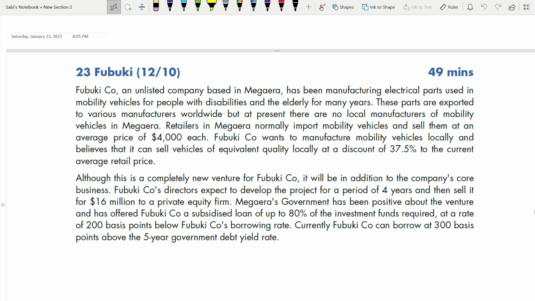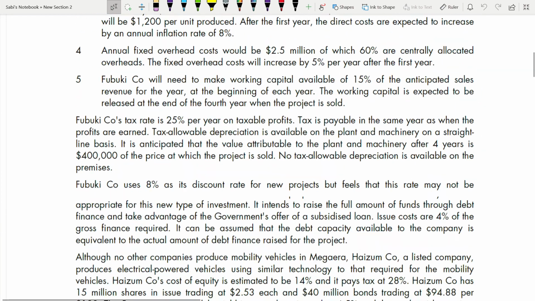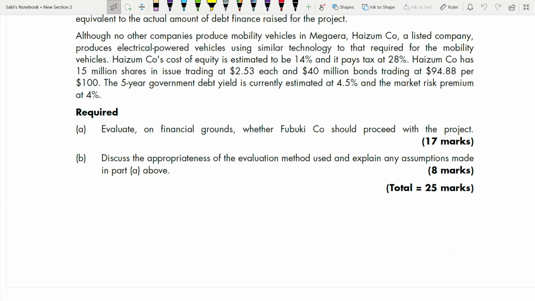Question 23. You will be very happy to know that this is the last question under your investment appraisal, right? Fubuki. This question is mainly about net present value and adjusted present value, NPV and APV. First, let us read the requirement. Evaluate on financial grounds whether Fubuki company should proceed with the project.